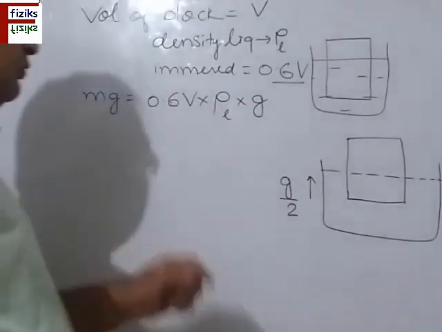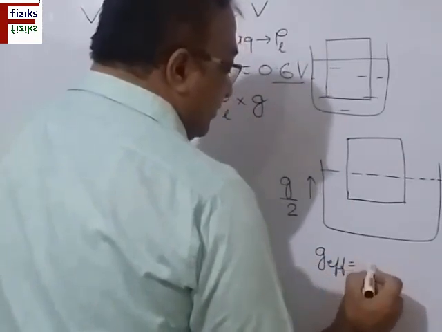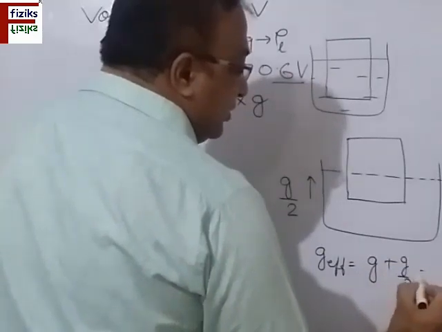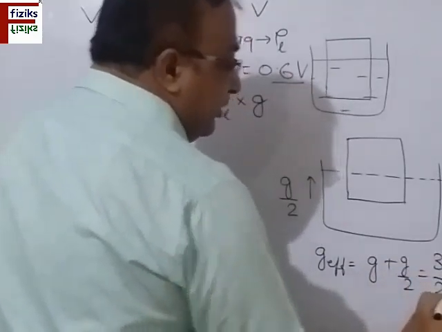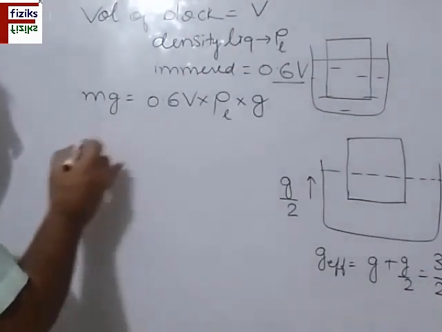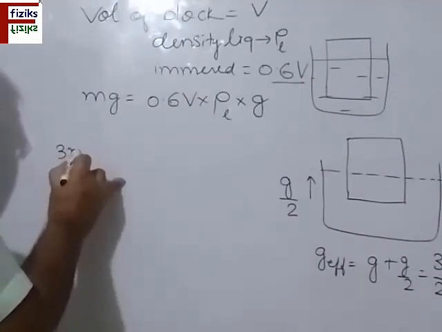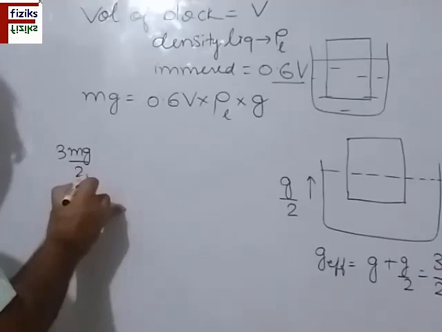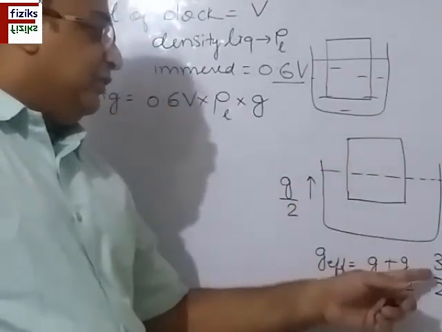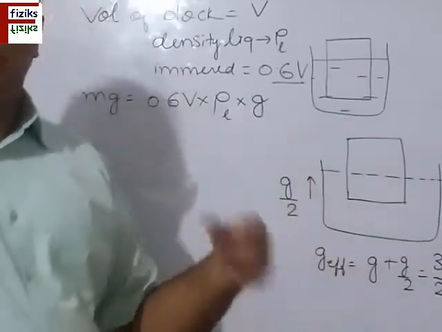Now in second equation, you know that the effective acceleration becomes g plus g by 2. This is 3g divided by 2. We have discussed this previously. So in second case, the downward force is equal to 3 mg by 2. The weight is m into the effective acceleration, 3g by 2. This is the effective weight, not the actual weight.